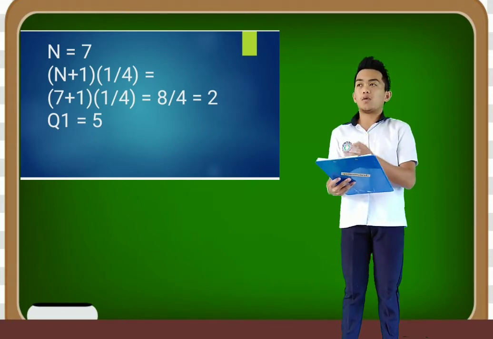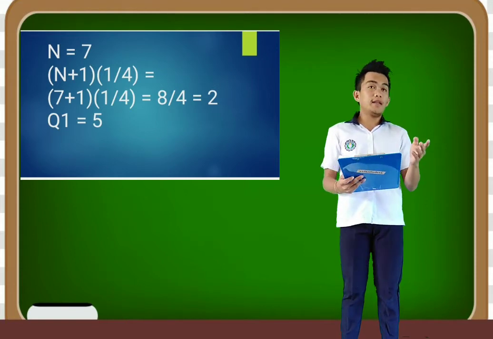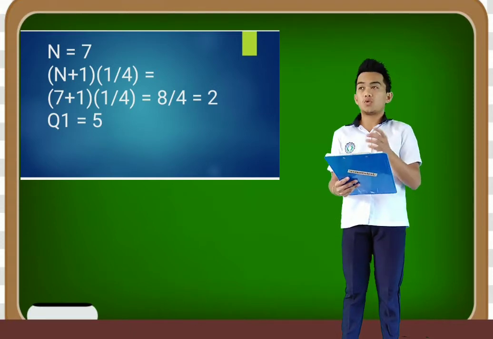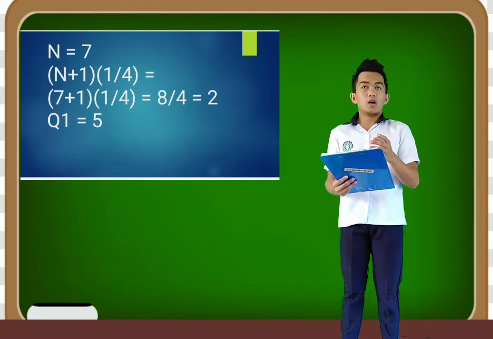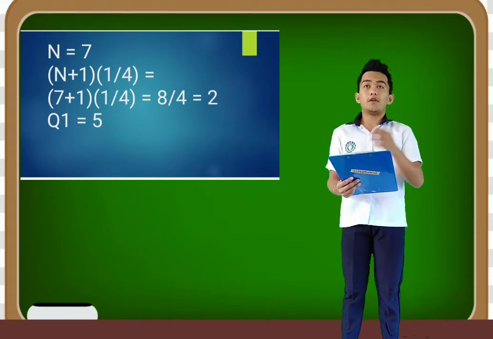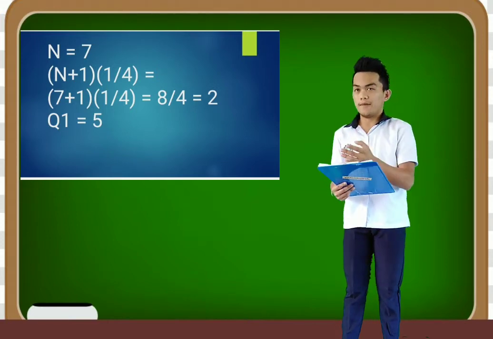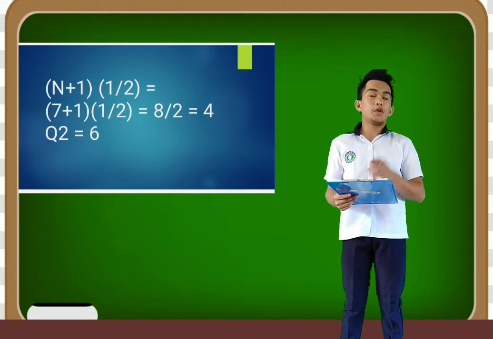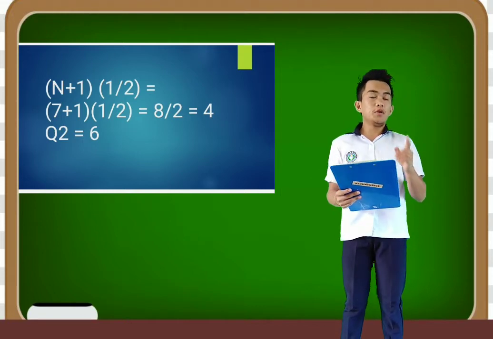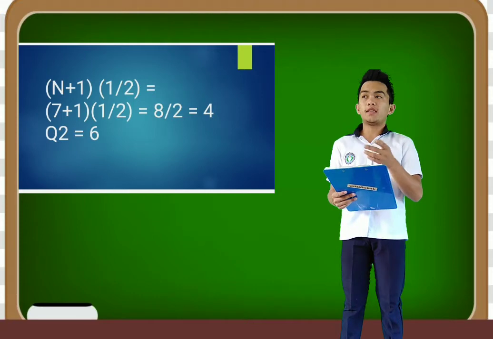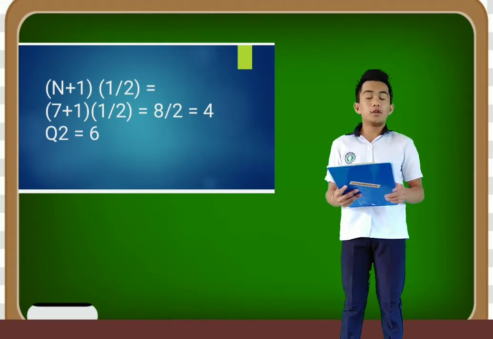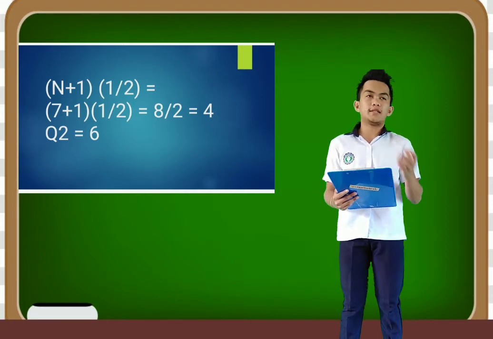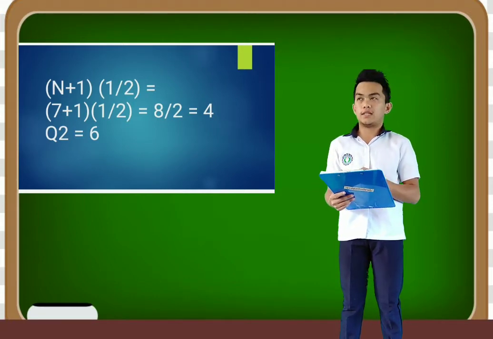So our N here is equal to 7. Let's distribute the 7 into the formula of quartile 1. We get the answer 2. Then, our quartile 1 is in the second position of our data set, which is 5. To get quartile 2, we must use the formula, where N is equal to 7. Distribute the 7 into the formula, and we get the answer 4. Therefore, quartile 2 is in the fourth position of our data set, which is equal to 6.